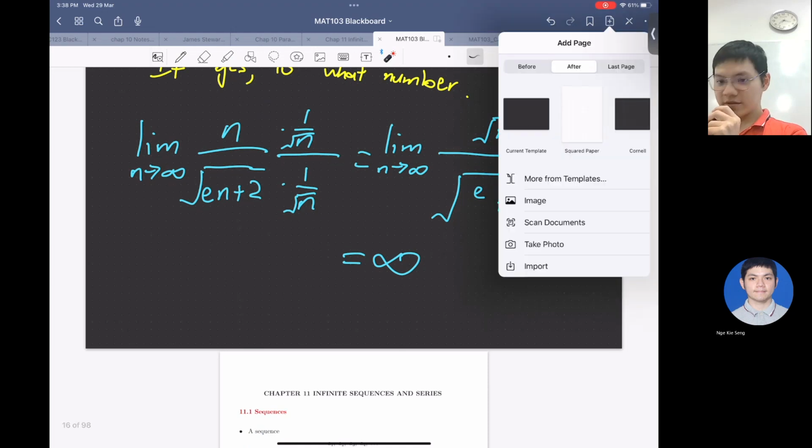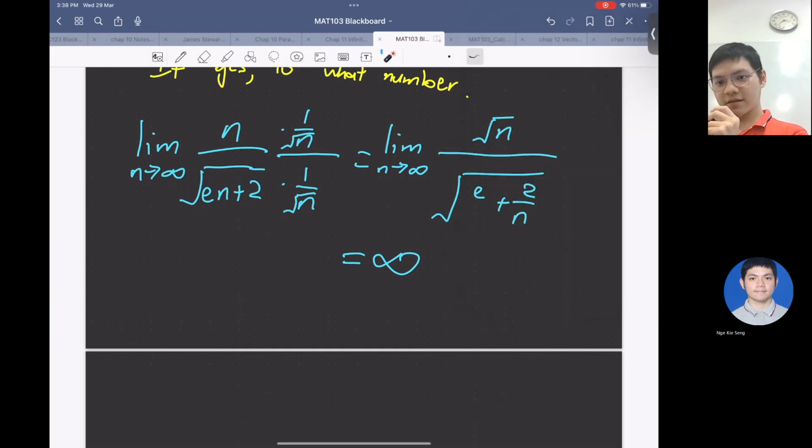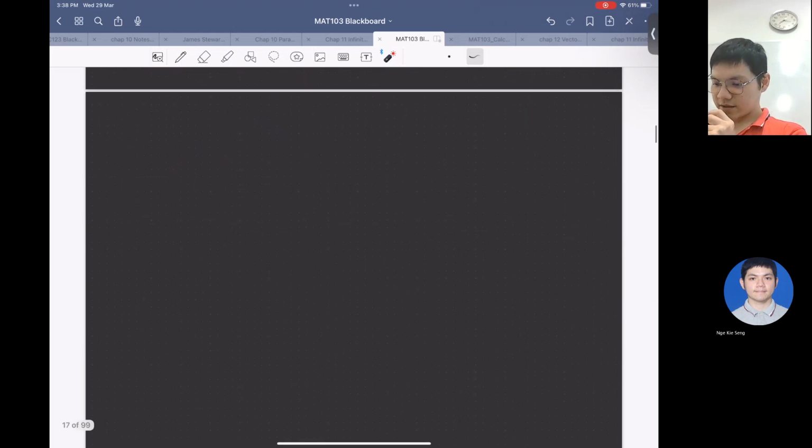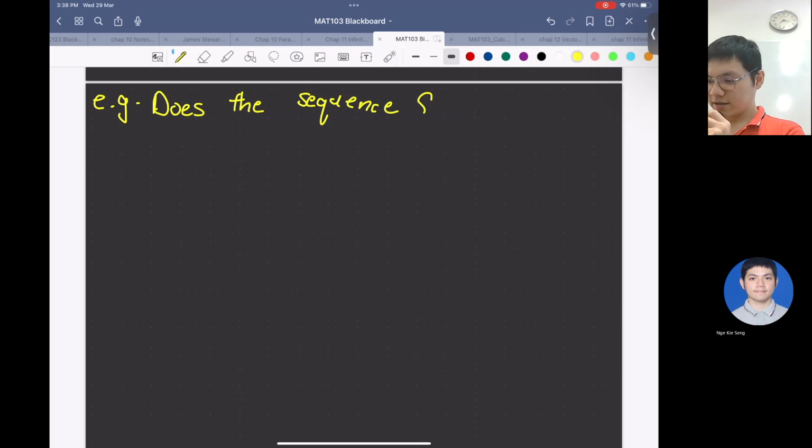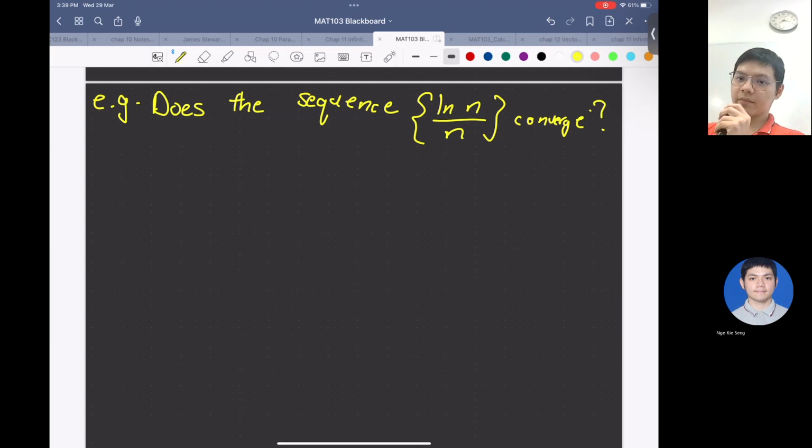So how about next? What time is it? 3:38. Okay, how about I let you do this question here? I give you 5 minutes. Figure out whether this sequence converges or not. Try and find whether this sequence converges or not.